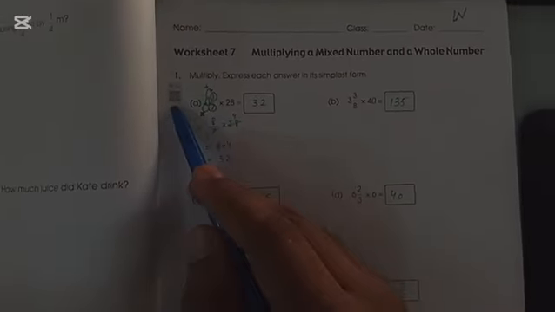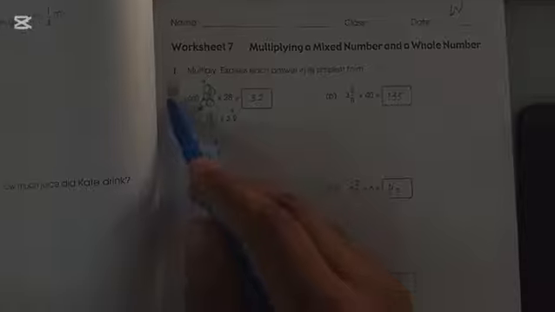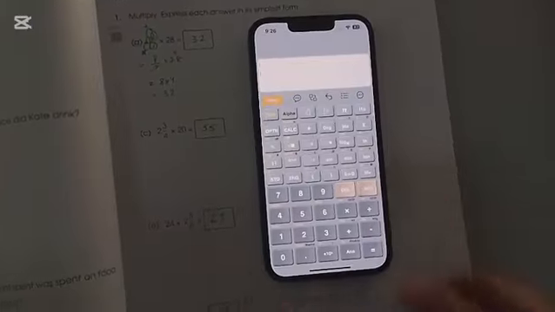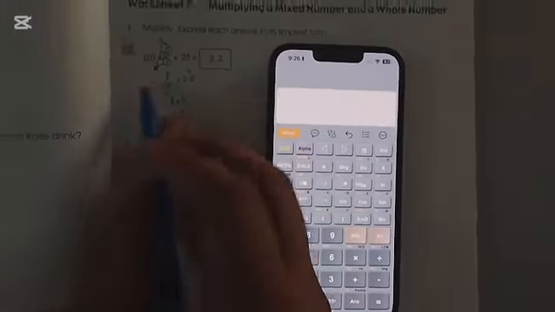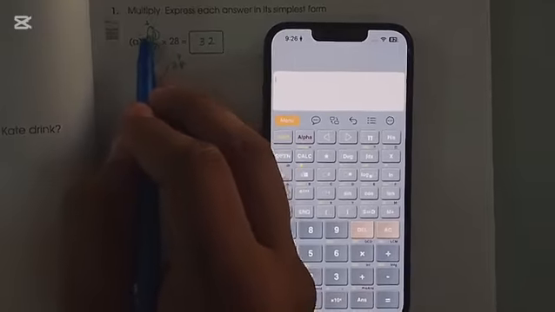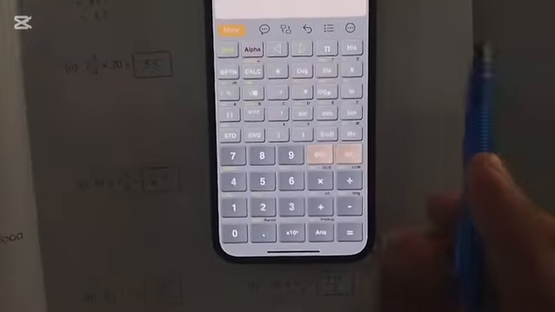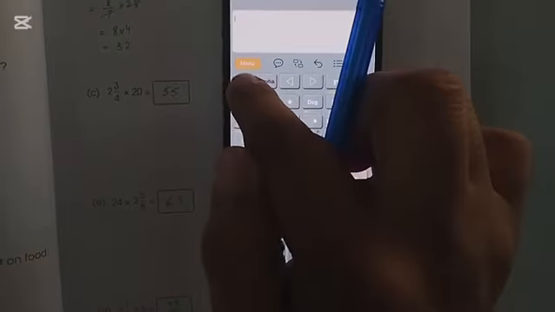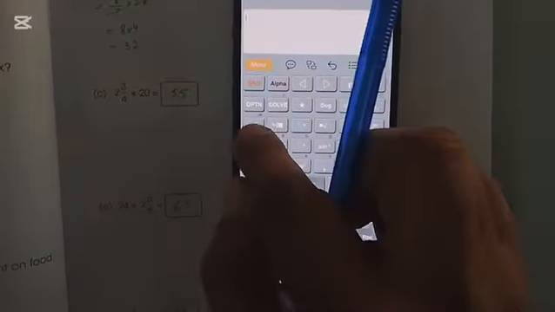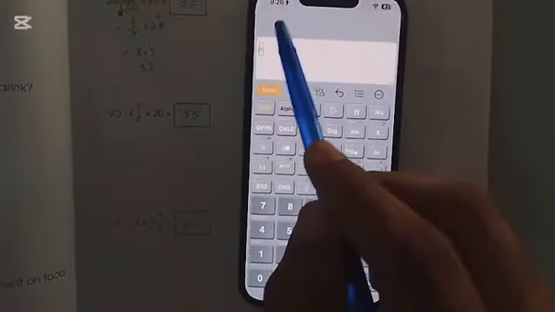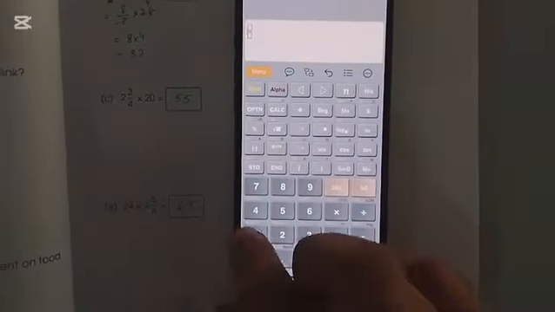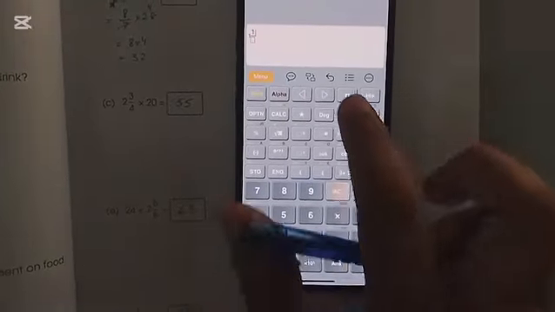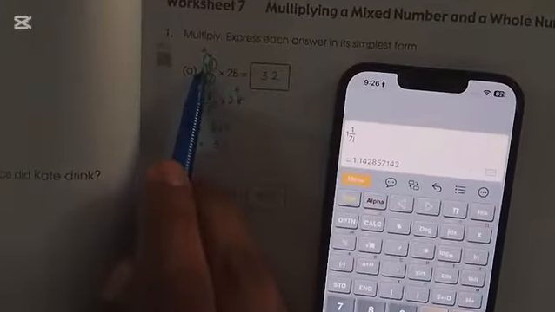Moving on to page number 73. Again, we have to use a calculator here. Multiply and express each in its simplest form. How are we going to use the calculator? Here you can see we have a mixed number, 1 and 1 over 7. For a mixed number, you click shift and then the fraction button, so you get a mixed number. So we write 1, 1, 7. That is our part, 1 and 1 over 7.